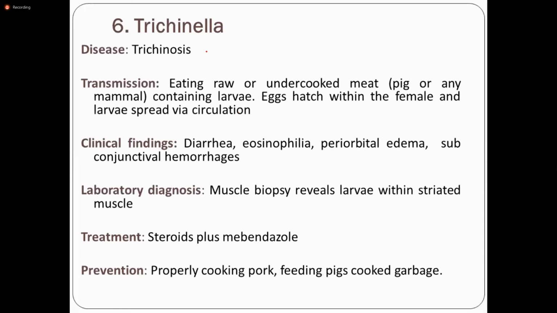Now the sixth one is Trichinella. The disease it causes is known as trichinosis. Transmission is by eating raw or undercooked meat, pig or any mammal, containing larvae. Eggs hatch within the female and larvae spread via circulation. Clinical findings will be diarrhea, eosinophilia, periorbital edema, subconjunctival hemorrhages. Lab diagnosis: muscle biopsy reveals larvae within the striated muscle.